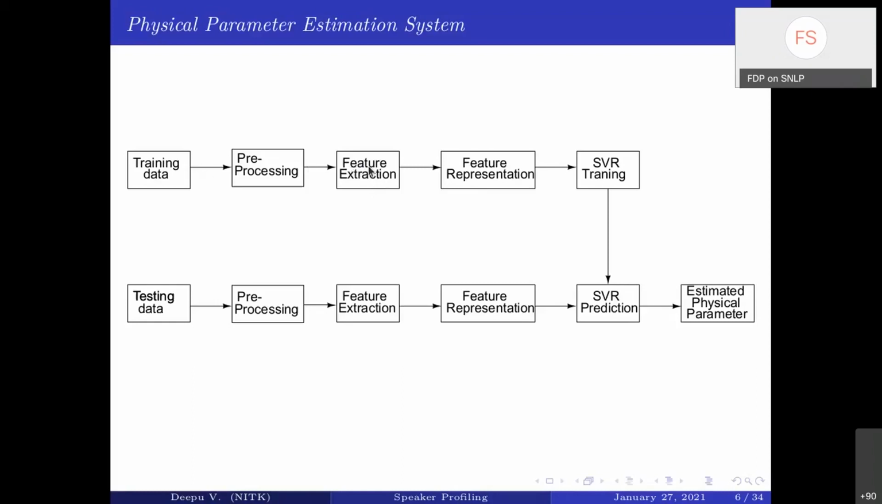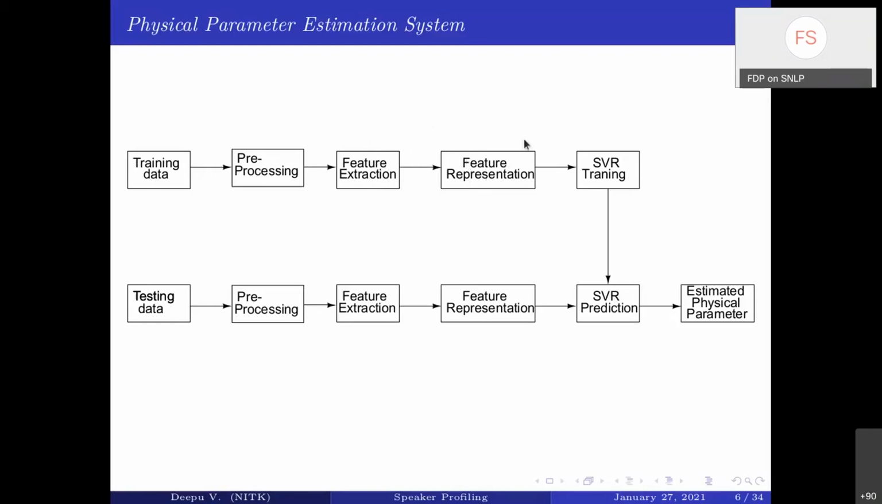So you extract features for each of those small segments. They are called frames. So you get frame level features. Now you get so many frames for each sentence that you speak. Somehow you need to put all of them together to have a representation for the entire sentence. That is known as the representation of the feature.